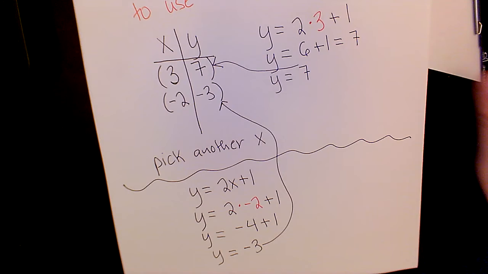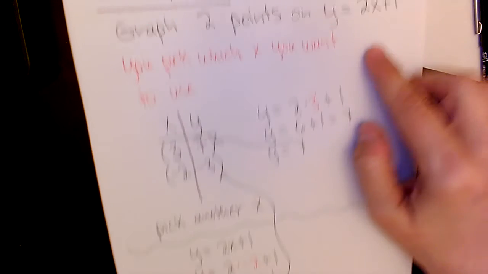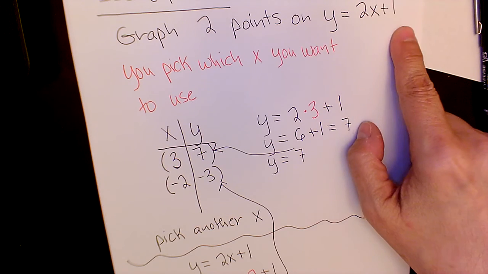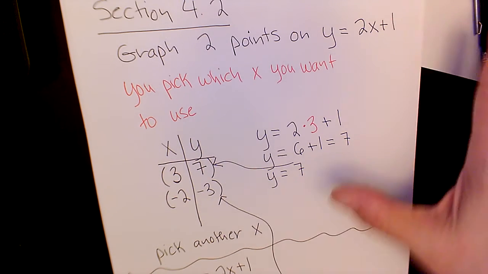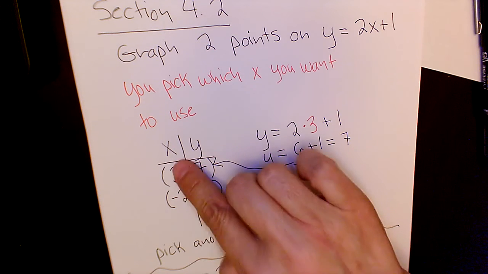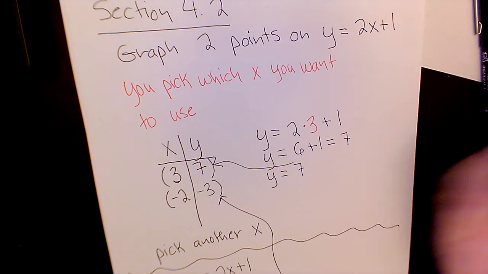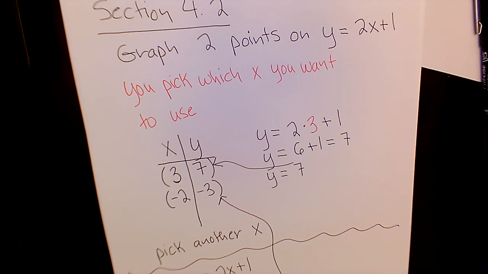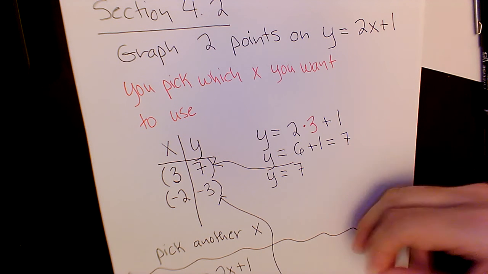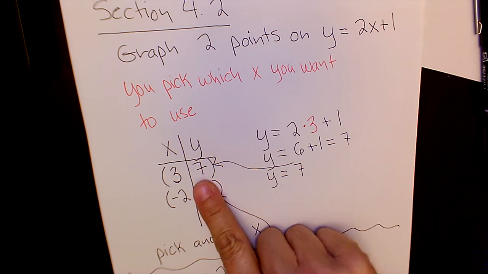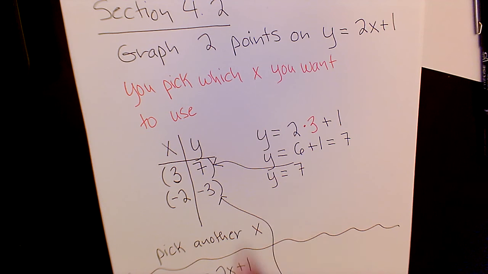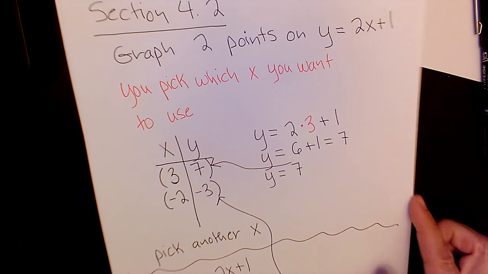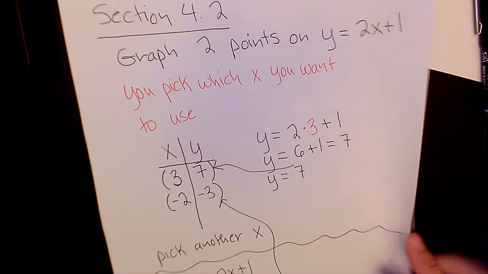And there's millions of points that are going to work for y equals 2x plus 1. You can pick any x's you want. I picked 3 and -2. You can pick 0 and 1. You can choose 10 and 20. You can use 0 and 100, whatever you want. Just make sure you work it out and get the y that goes with it. Okay? So let's try another one like that.